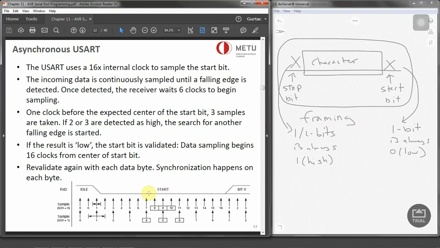That means it's not a start bit, so we're still sampling and waiting for the start bit to come in. And if the result is low for those 3 samples that we have taken at the middle, that means we have got a valid start bit and we can start sampling the data. Data sampling starts from the center of the start bit and it takes 16 clocks. Okay, and we start to receive the first bit, as you can see over there. And once we got the character, we check for the stop bit, and then we look for another start bit, and so on. So this is how asynchronous USART is working.